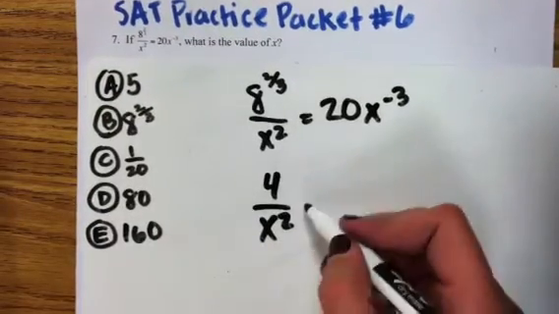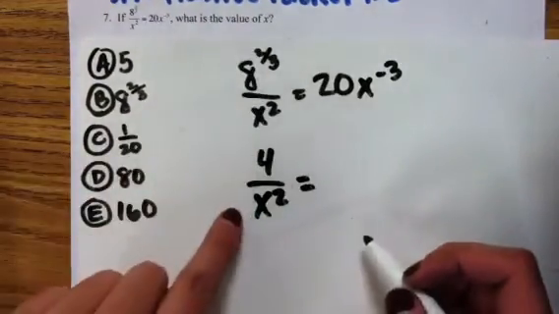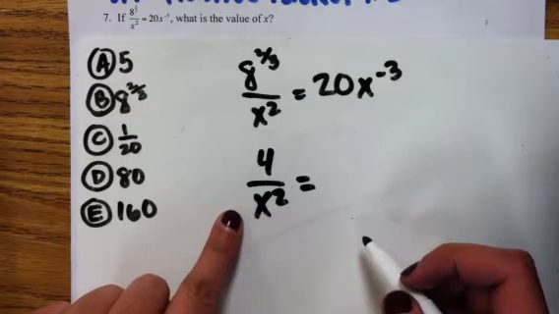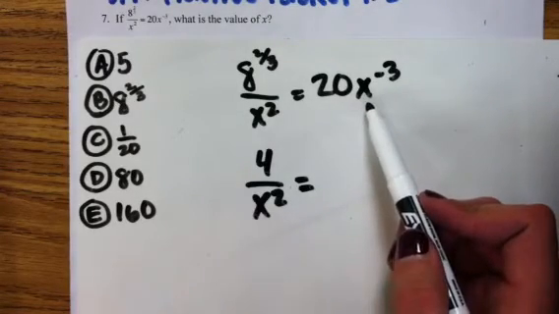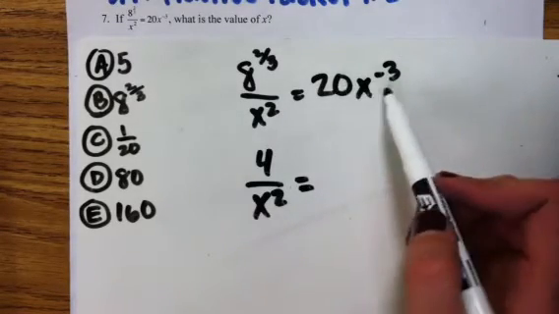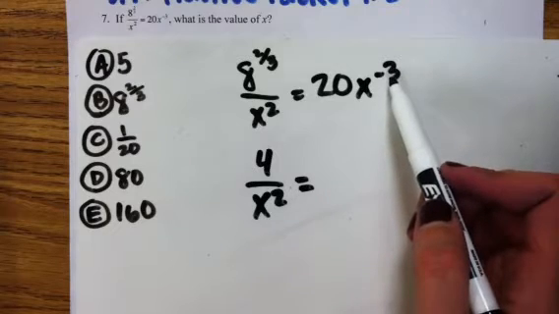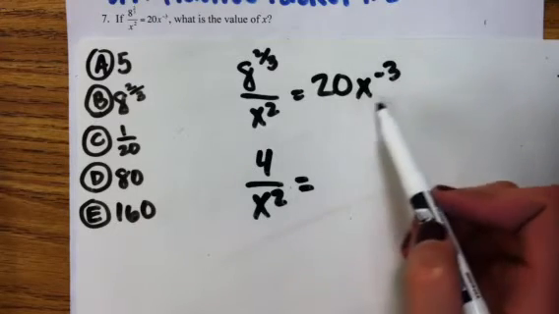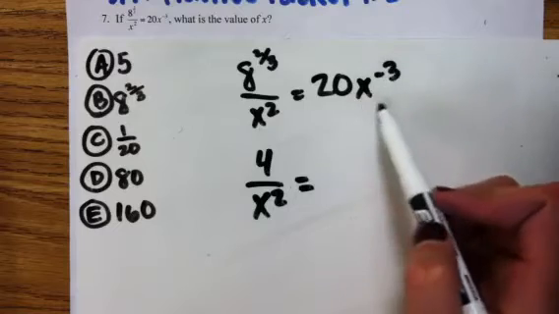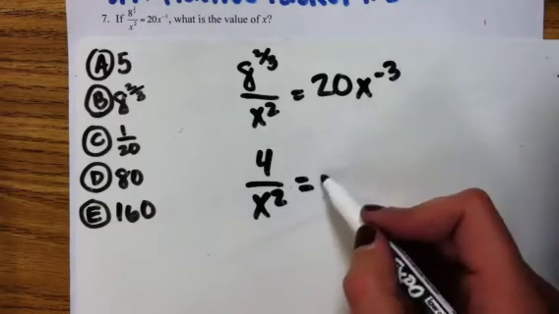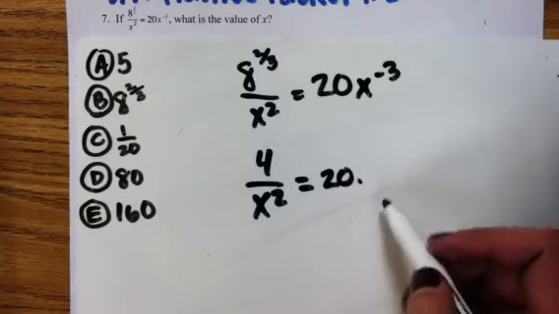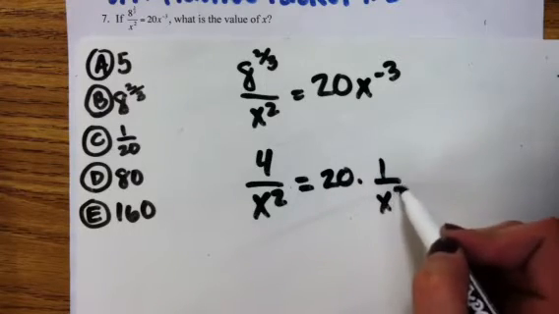So we have 4 over x squared. And this side is looking way better already. We don't have any exponents, let alone fractional exponents. Now let's take a look at this side. Our 20 is nice, but this x to the negative 3 is not nice. So if you remember, when we have a negative exponent, we want to take the reciprocal in order to make it a positive exponent. So here we're going to say 20 times 1 over x to the 3rd.